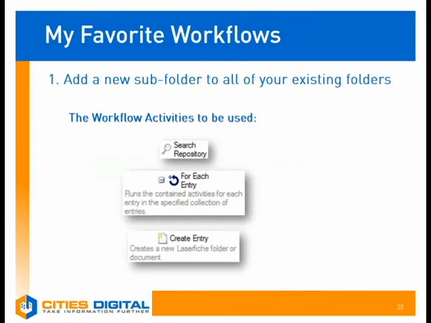So the workflow uses three activities. It's really simple. The workflow is going to use a search repository activity. If you've seen that, you give it some criteria to search for, and then it returns search results. The for each entry activity is tied to that search results and will process each of those results individually. And then within that for each entry activity is a create entry activity. And I'll let you guess what we're going to create.